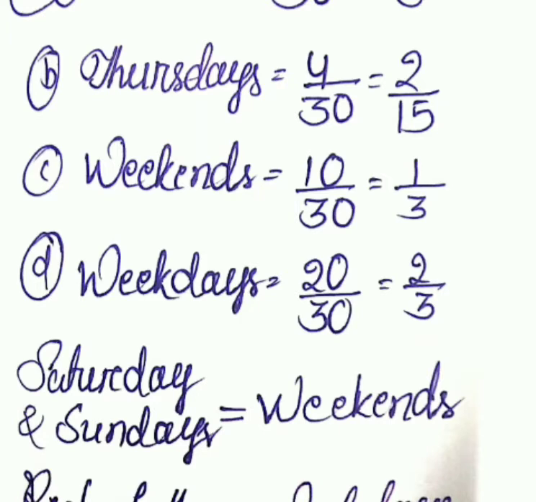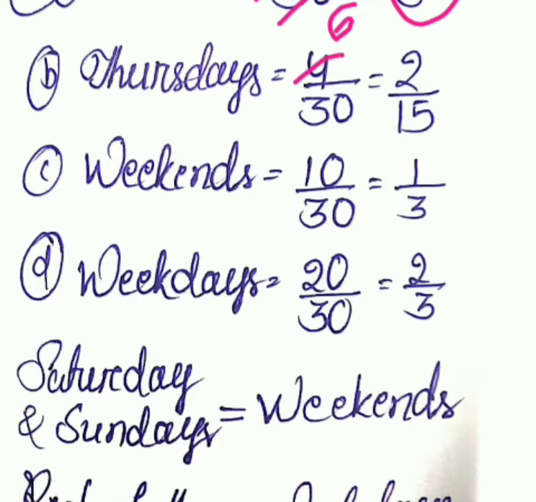So here students, 5 by 30 is given. So both are in the 5 table. The highest common factor is also 5. So you can cancel out like this. 5 ones are 5, 5 sixes are 30. So what is the simplest form? 1 by 6. Now can you cancel out? No. So this is the simplest form of 5 by 30. Okay. Now students, just see how many Thursdays are there. Total days are 30 and Thursdays are 4. The fraction will be 4 by 30. Now you have to simplify it.